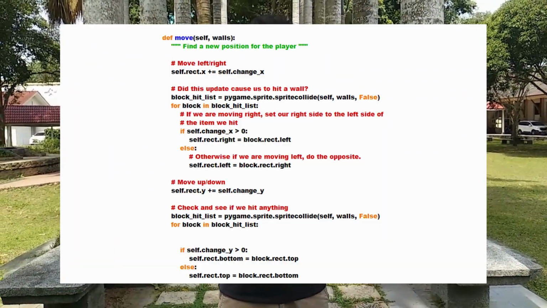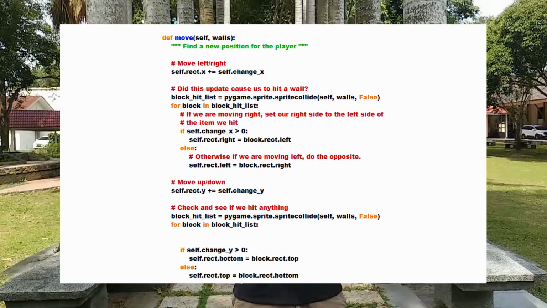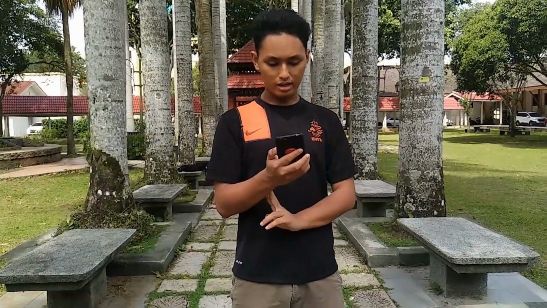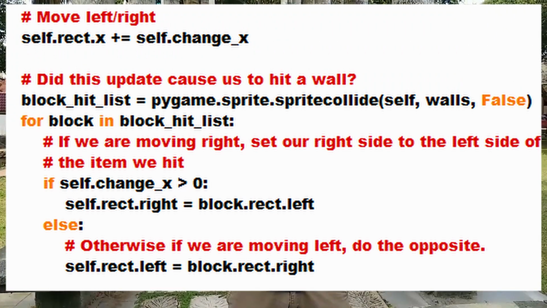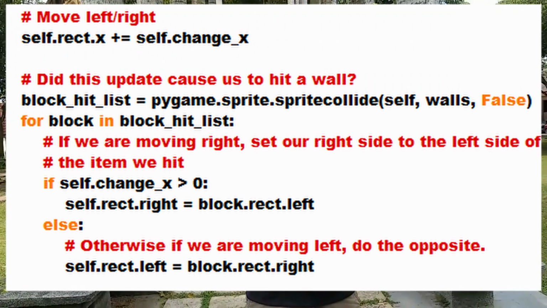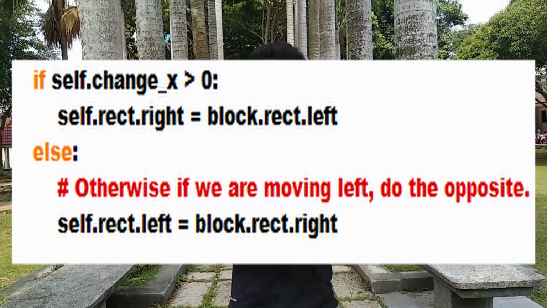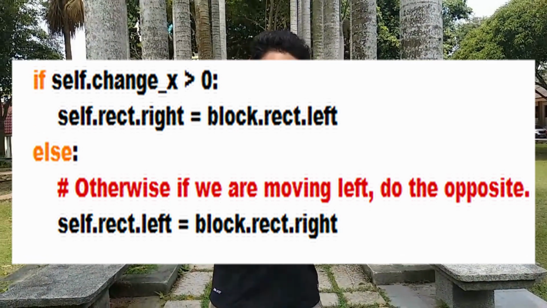This block is used to find the new position for the player. This line is used to set up the right and left movement for the player. This block is used to set the hit list for the player. If the player collides with an object in this list, the player will stop moving. This block is used to set our right to left of the item collided if we are moving to the left, and vice versa. That's all.